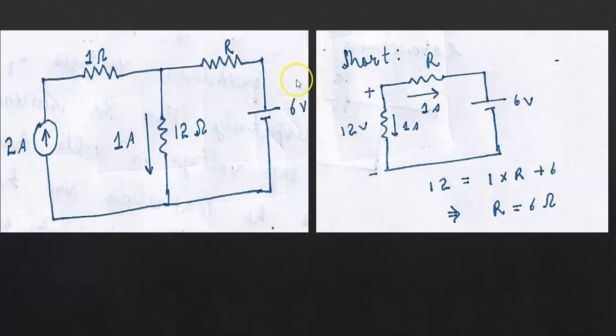This numerical can also be solved by a short trick. Here the current in the 12 ohm resistance is 1 ampere, so the total potential drop across this branch is 12 volts. Now the total current is 2 ampere. 1 ampere is flowing in the 12 ohm resistance, so the current in the resistance R branch will be equal to 1 ampere. Now solving this network equation, 12 volt is equal to current I into resistance R plus 6 volt. So resistance R will be 6 ohm. So this is the short method.